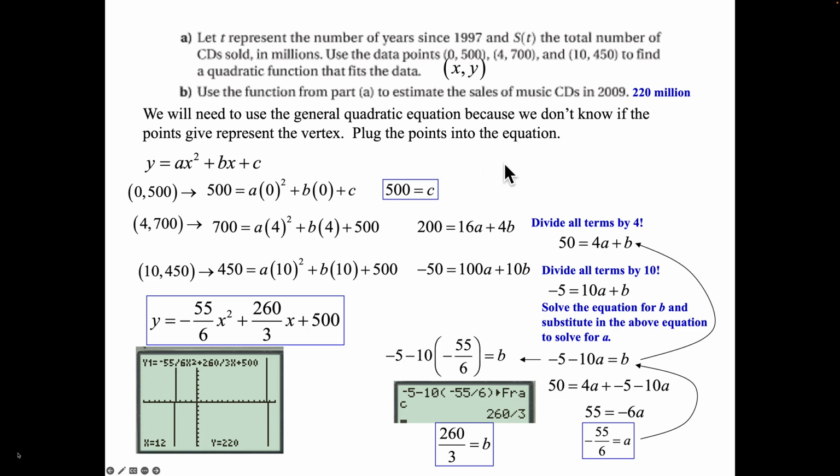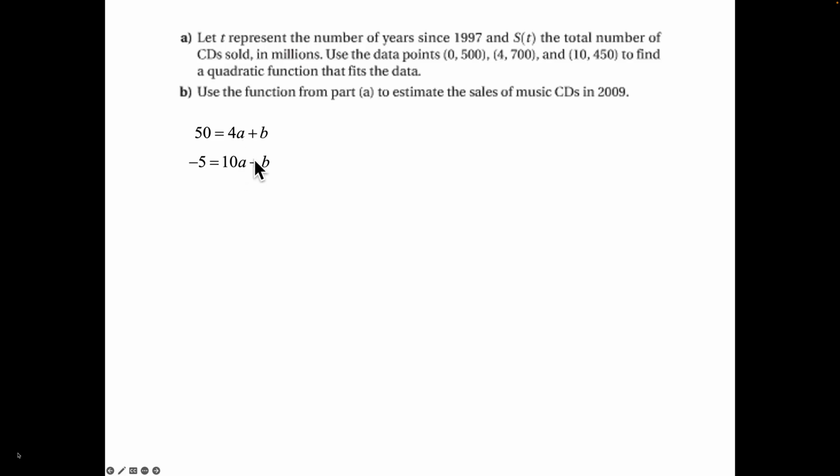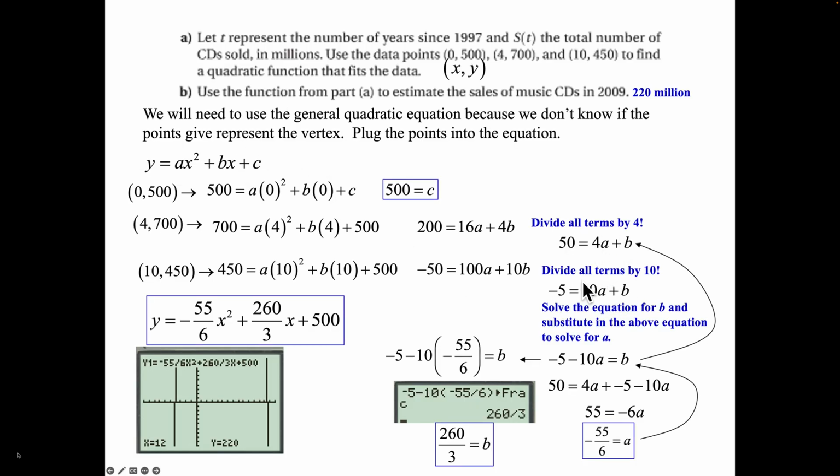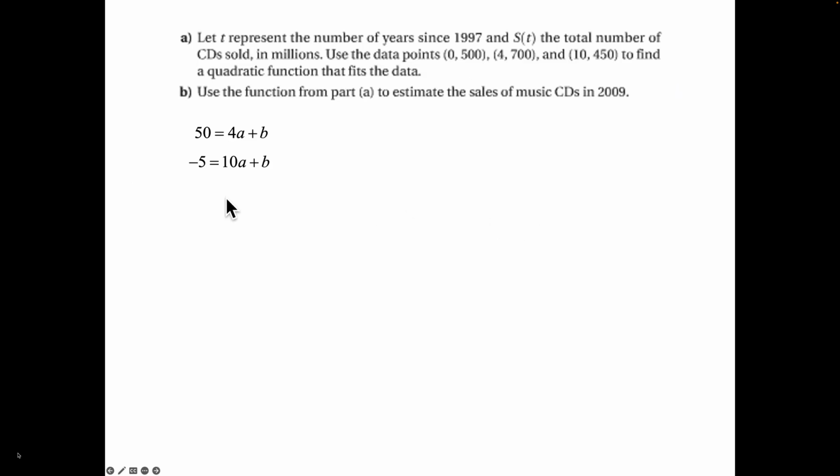All right, now, just want to point this out. There's another way to solve these two equations. This was done by what we call substitution. Solve for one variable, substitute it into the other equation. The other technique is called elimination. Notice how both b's are the same. Subtract both equations. So if I multiply this by a negative 1, that will give me negative 50, negative 4a, negative b. And I line that up underneath.